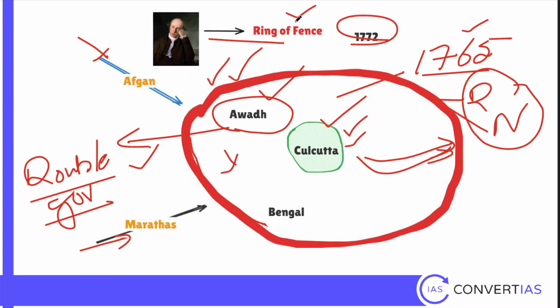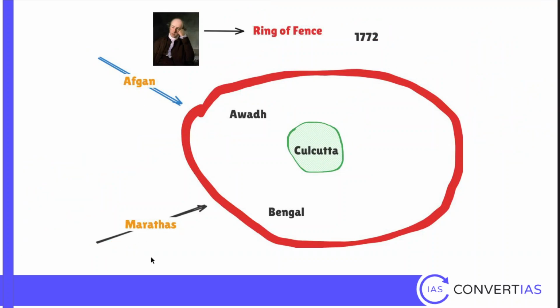When you study ring of fence associated with the regime of Warren Hastings, combine it with double government and see the situation here. Calcutta, Afghan invasions and Maratha raids. And you're using Awadh as a frontier for your own territory. That's ring of fence. I hope that particular concept is clear for you.